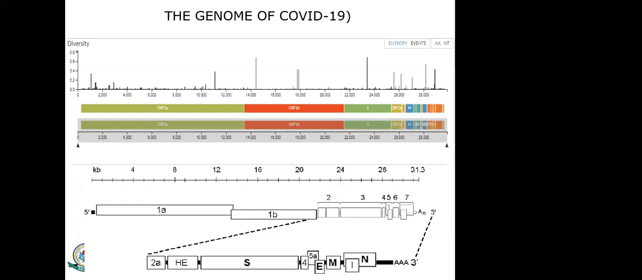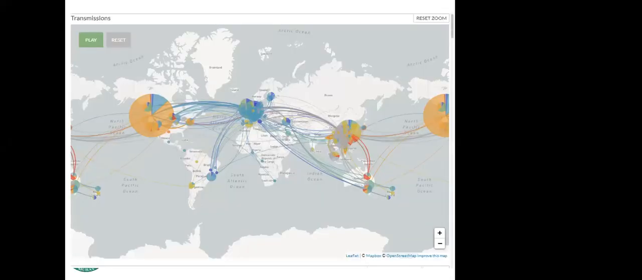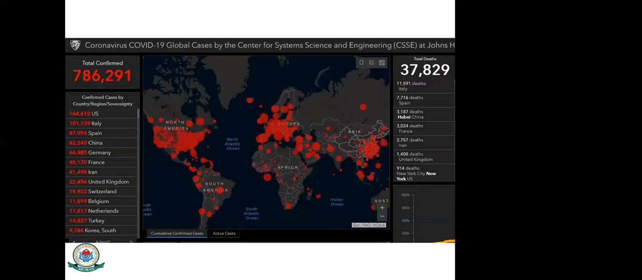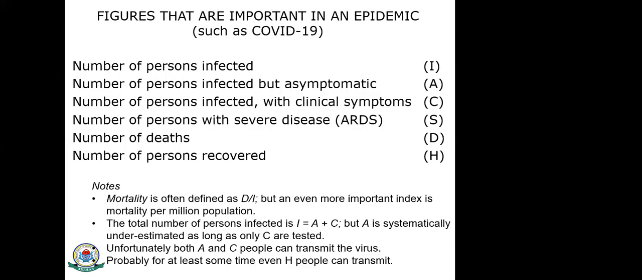Sorry, Frank, I think you need to move to slide 12. These are the figures that are important in an epidemic. Yes, I'm terribly sorry about this, participants. Yeah, we're on this slide.